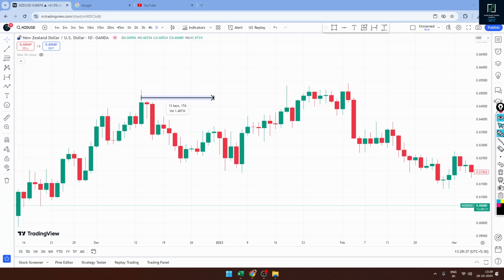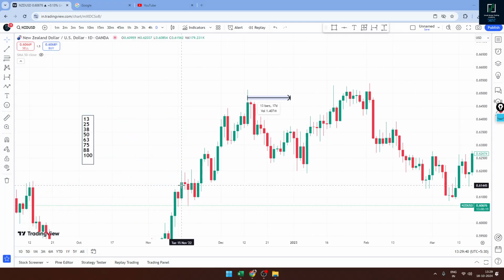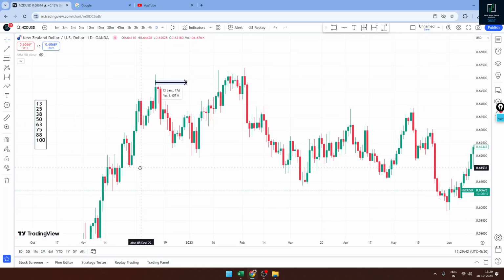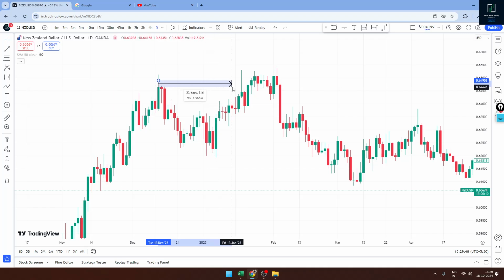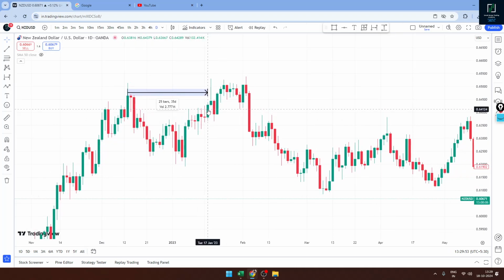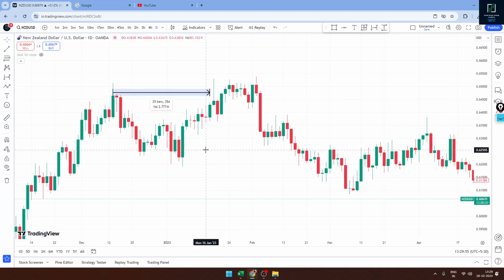Now similarly, what's the next number? 25, right? So extend this to the 25th. So where is 25? 23, 24, 25. Now 25 is here, this is the 25th candle. But see afterwards what happened.